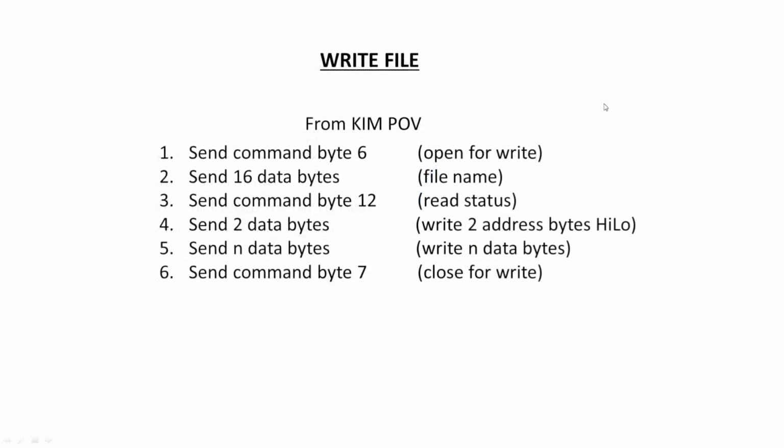From the KIM's point of view, send command number 6, open a file, send the 16 data bytes, the file name, and read the status to say that the file's been opened or not. If it's been opened, then send the 2 address bytes where the file was coming from, memory location it was coming from, if any, otherwise just send zeros. And then send the actual data, however many bytes that is. And then when you're finished, just send your close command, and that command then makes sure everything is finalized and written to the disk drive. So from the KIM's point of view, quite straightforward, quite similar to the read one. Instead of reading bytes, you're writing bytes.